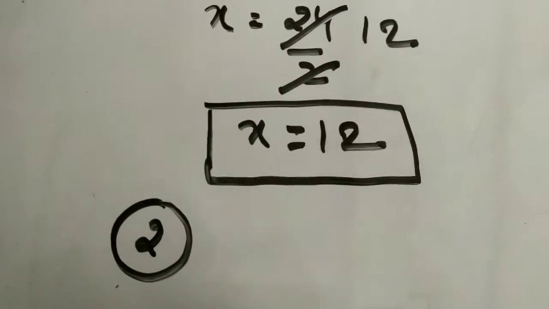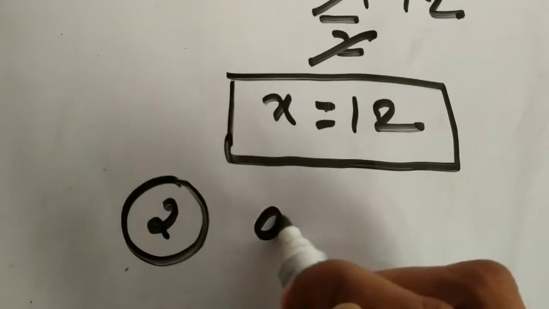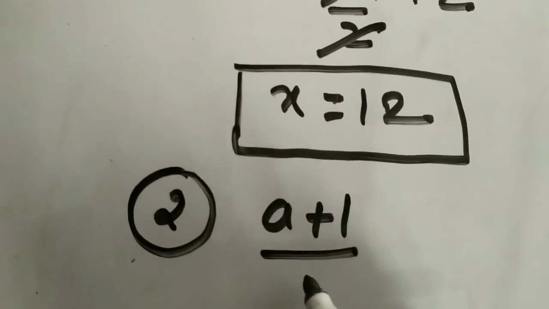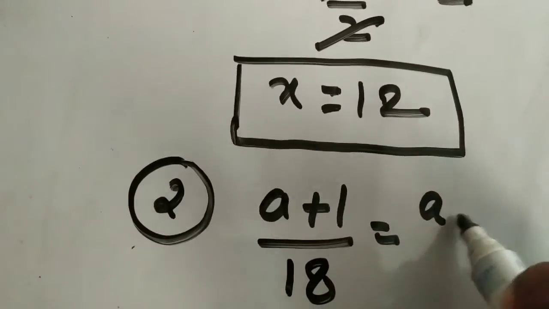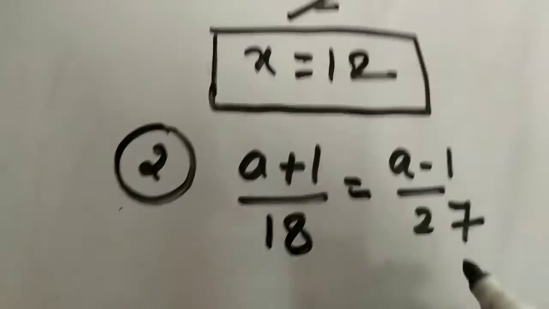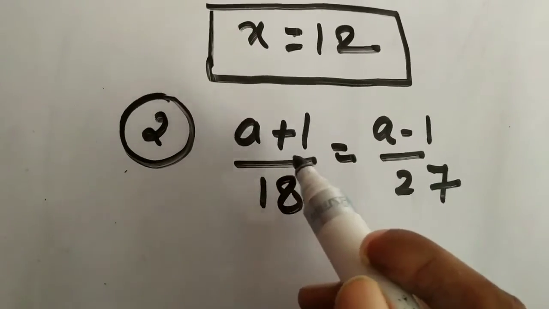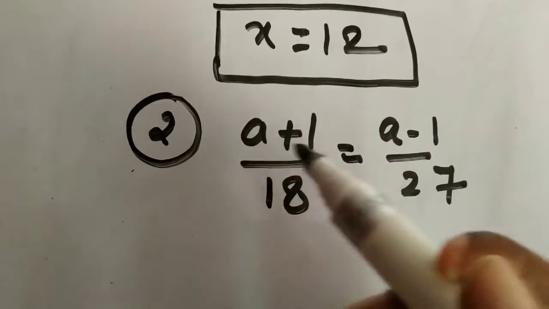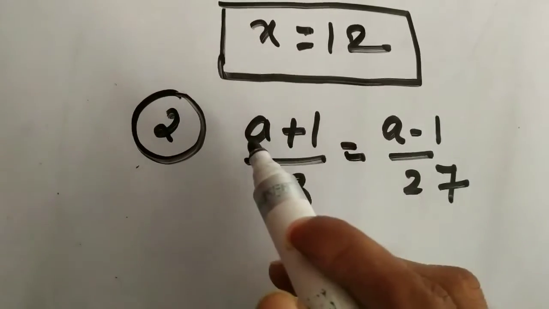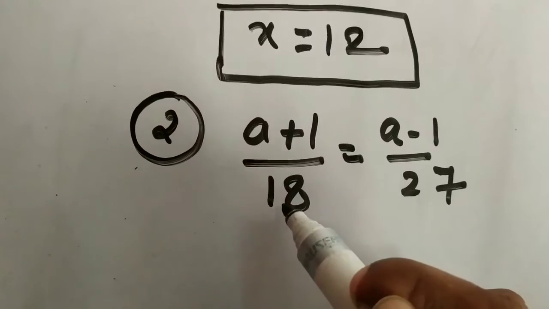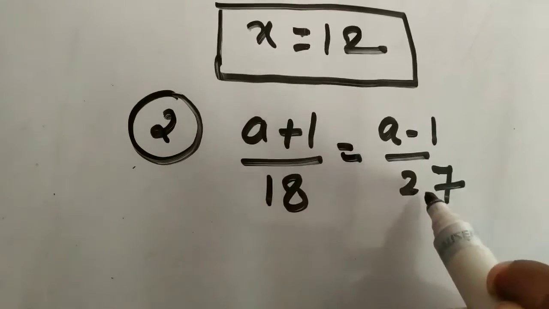Let's just take another example. Suppose I will take this particular question, a plus 1 upon 18 is equal to a minus 1 upon 27. So here what we have to do, we have to find out the value of a. We need to find out the value of a. So what we need to do, we have to just liberate or make the a independent from any of the variables. So here a is attached to plus 1, and also 18 is attached to a. Similarly, in this case, minus 1 is attached to a and 27 is also attached to a.